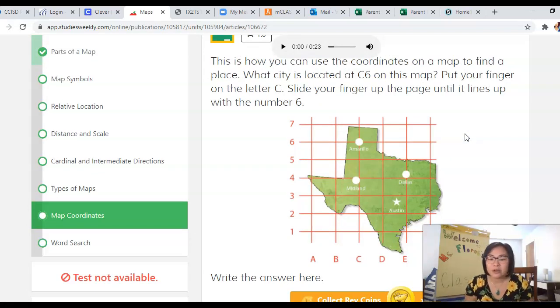Can you tell me what city is almost on 4E? Let's go ahead and find our letter E. A, B, C, D, E. And now I want you to go to 4. So we have 1, 2, 3, 4. What city am I on? Dallas! Great job. That's how you would use coordinates to help you figure out where you are on a map.